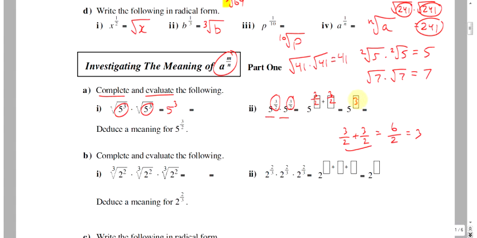Okay? And we're doing the same thing again. Deduce this. What's a deduce? Okay. This times this gives us 5 cubed. But this times this also gives us 5 cubed. So what's another way to write this? What can we say? Do we think this is going to be the same as that?